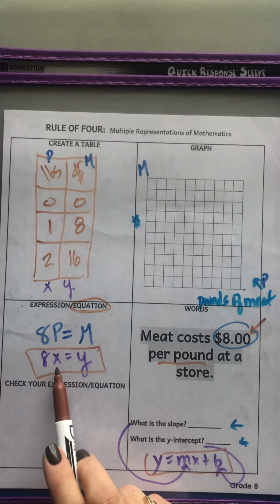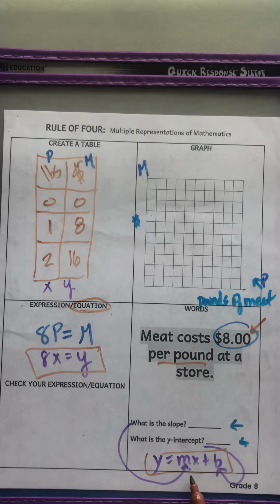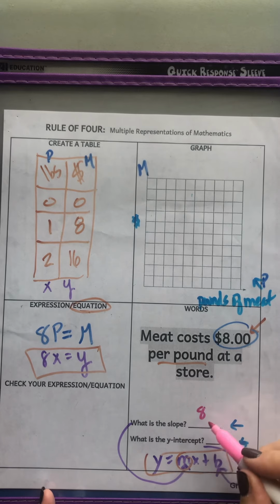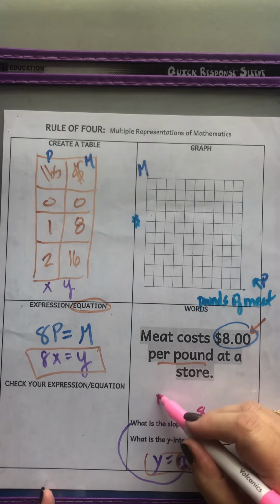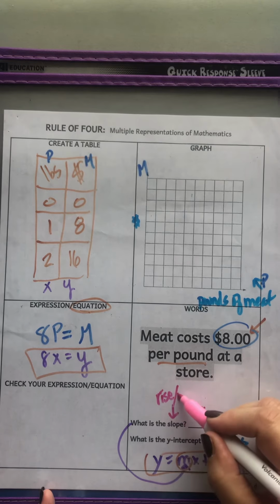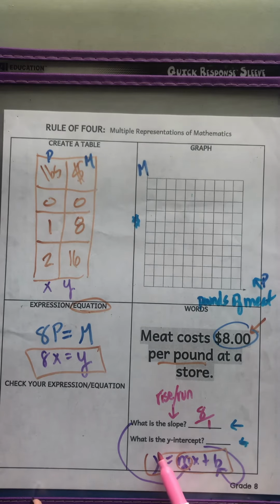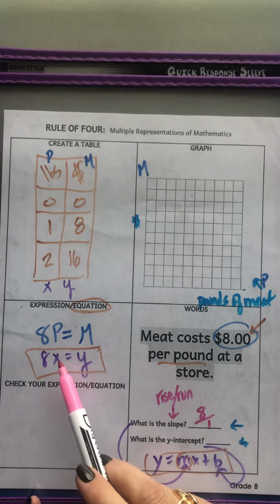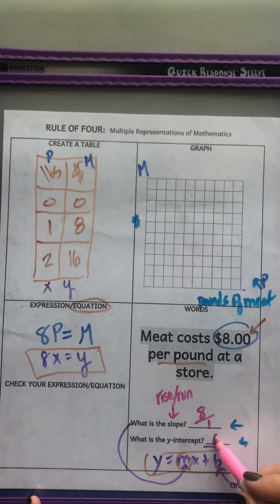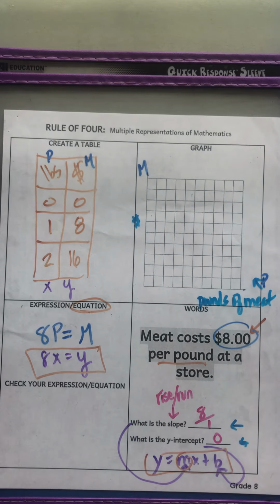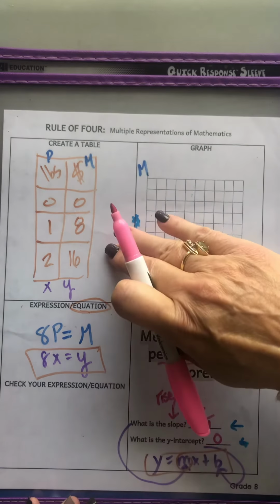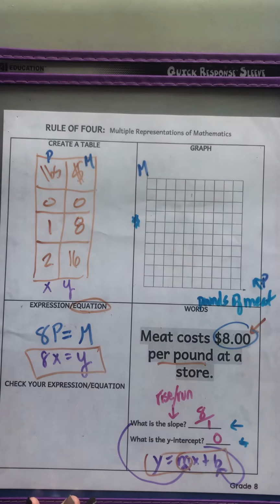Well, we see the 8x by itself, so the 8 is with the x, so that's our slope. So we're going to record that 8 is our slope, and we know that slope is rise over run, so that's going to be 8 divided by 1, right? And it says, what is the y-intercept? Well, there's no number there, so it's plus 0. So we have a 0 as our y-intercept. Now we have all the information from the words. We have an equation. We have a table. We can plot some points. So let's plot some points.